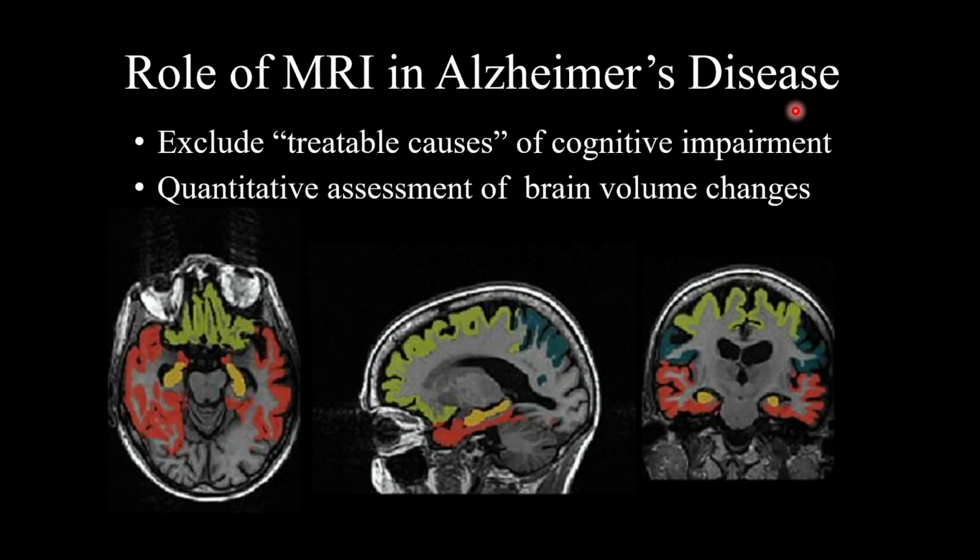Now, you think about the traditional role of MRI in Alzheimer's disease. We're there to exclude treatable causes, right? Patients have cognitive impairment. Do they have a big meningioma? Do they have normal pressure hydrocephalus? Is there something else going on?